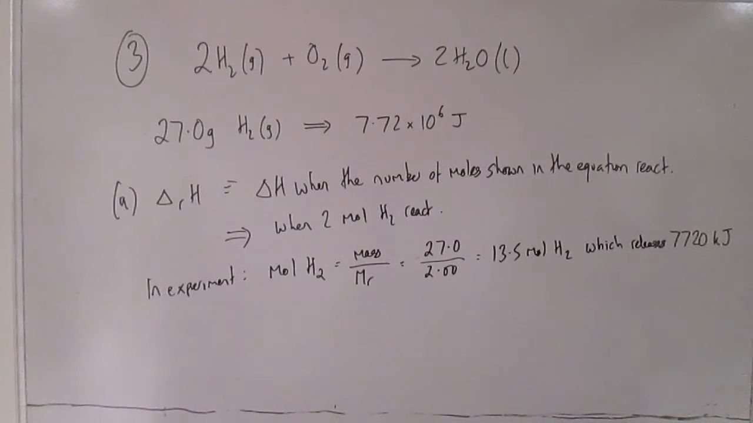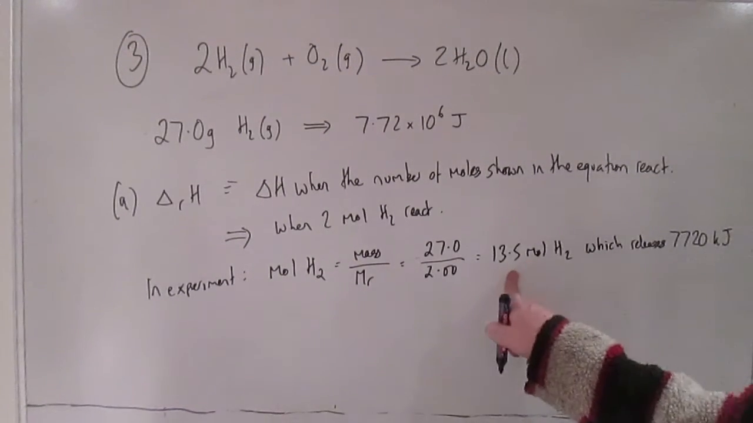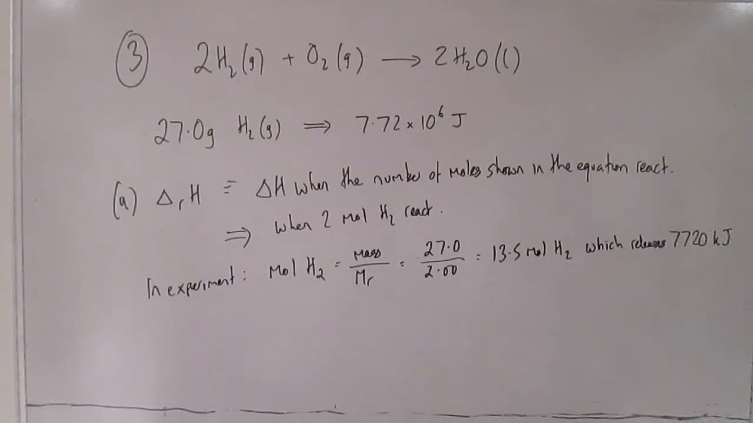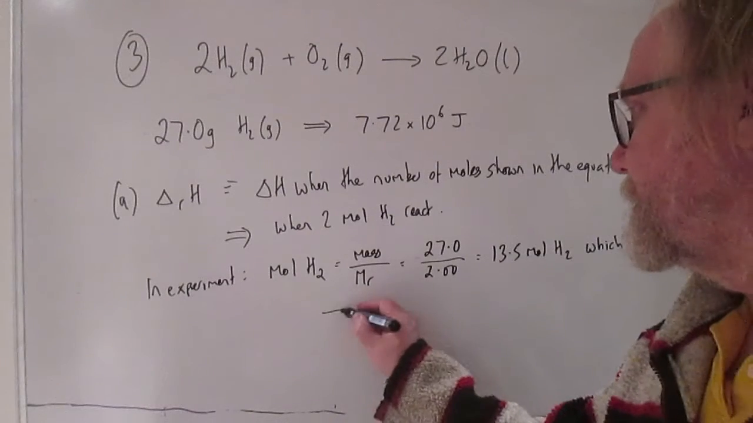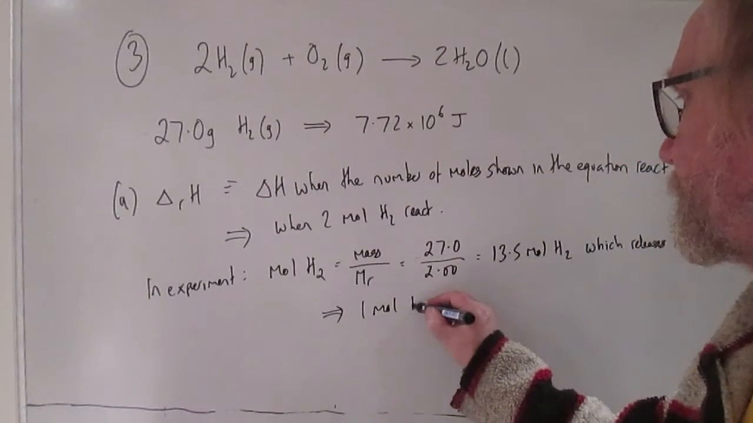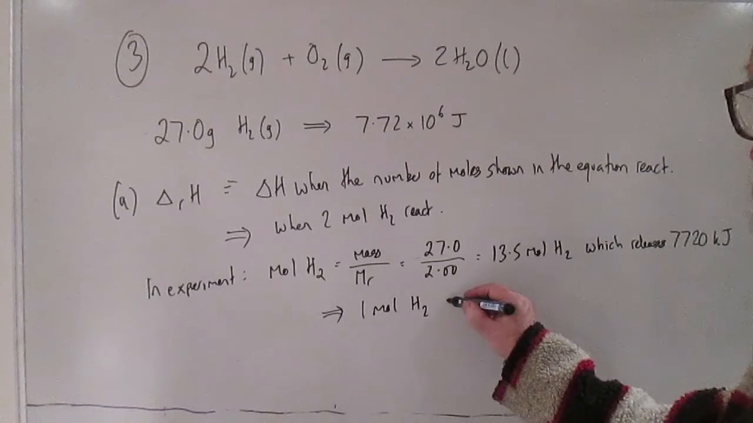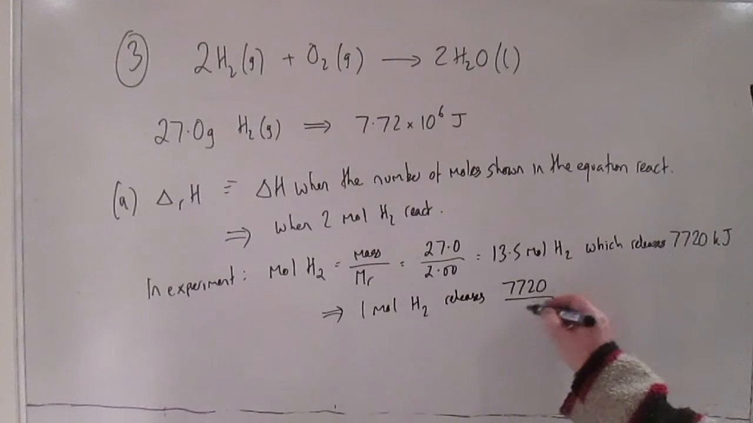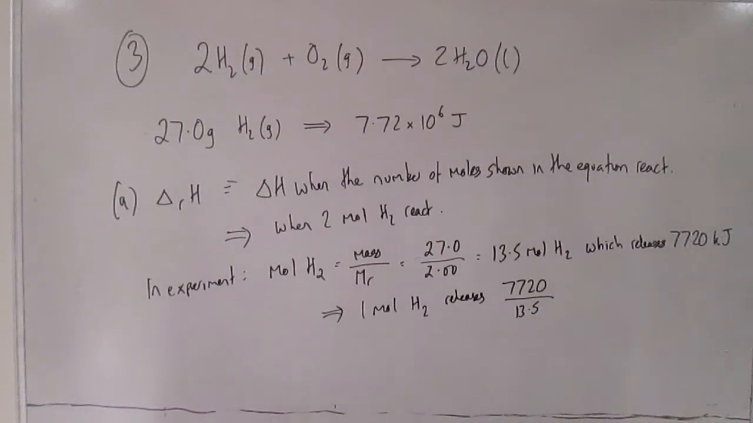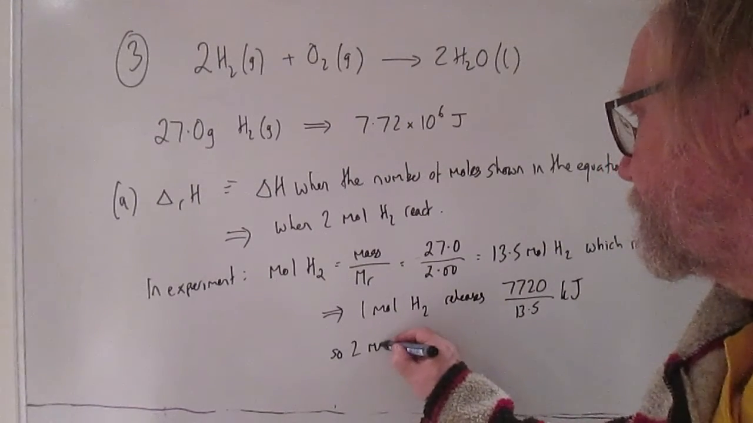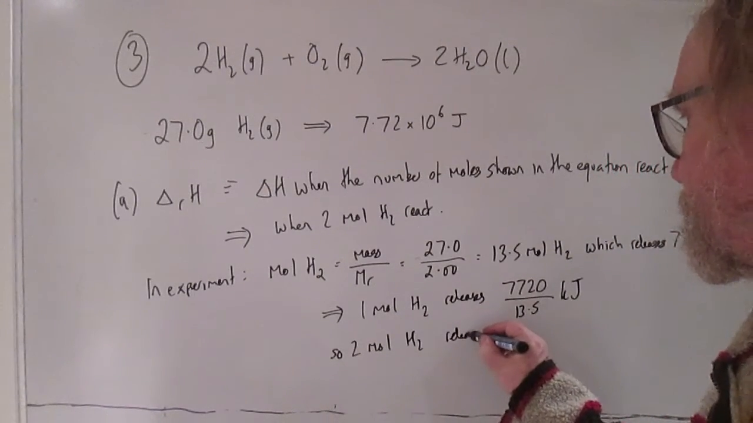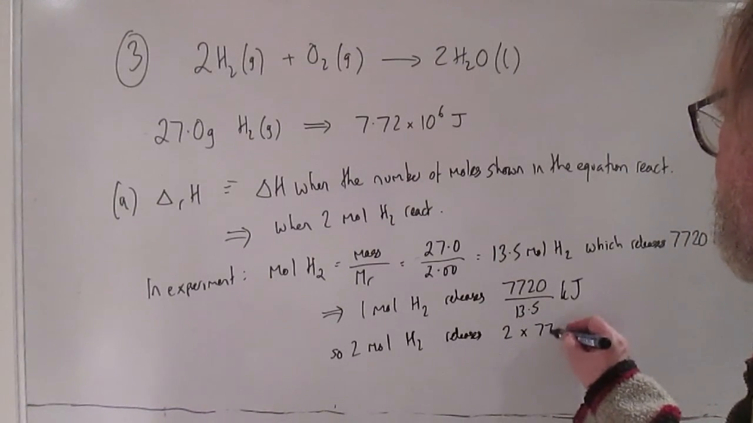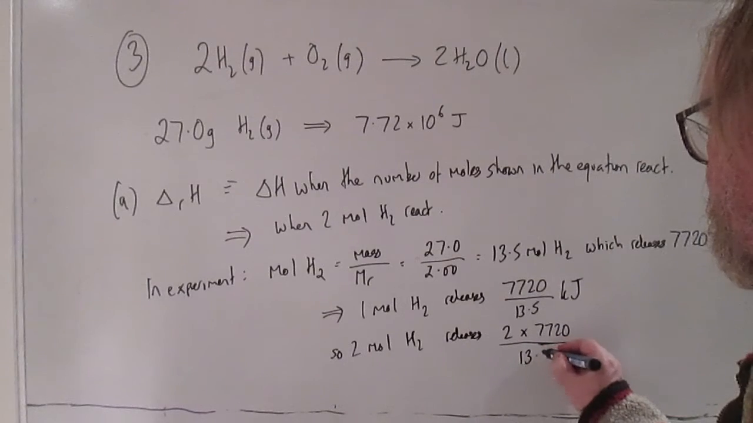So it may be obvious to you how to do that mathematically. If it's not, then probably the easiest way to think about it is like this. If 13.5 moles produces that much, then that means that 1 mole of hydrogen releases 7720 over 13.5 kilojoules. So 2 moles of hydrogen releases 2 times 7720 over 13.5 kilojoules.